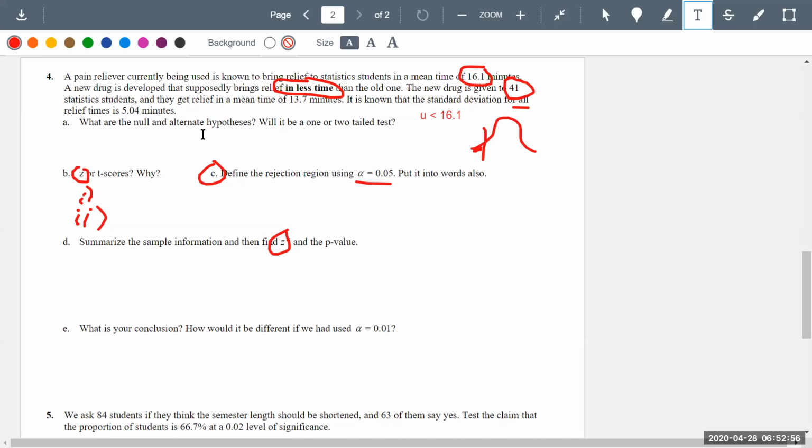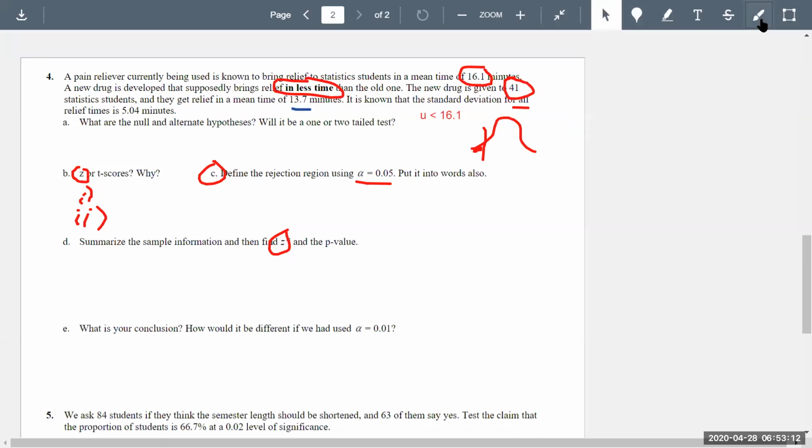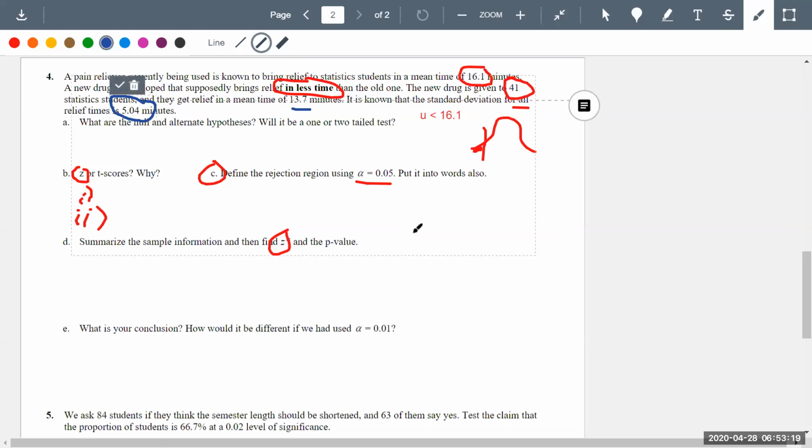Anyway, summarize the sample information. So I know that the sample mean was 13.7. We do this in blue. Sample mean is 13.7. Okay, that was supposed to be blue. I know that the sigma is 5.04, so I'm going to have to divide by the square root of n. And then I know that I'm assuming that the real mean is 16.1.